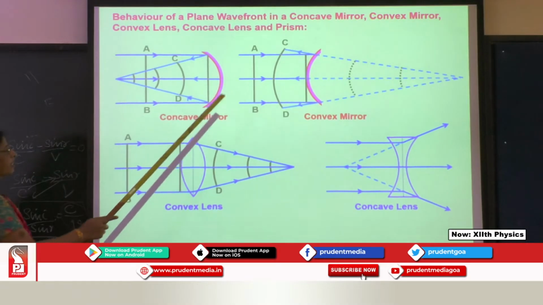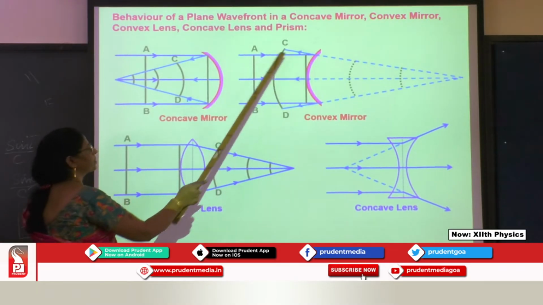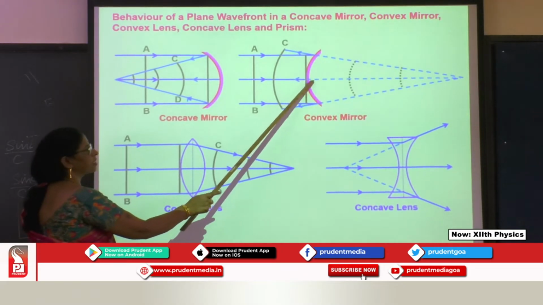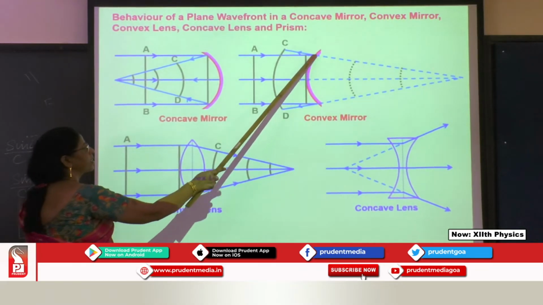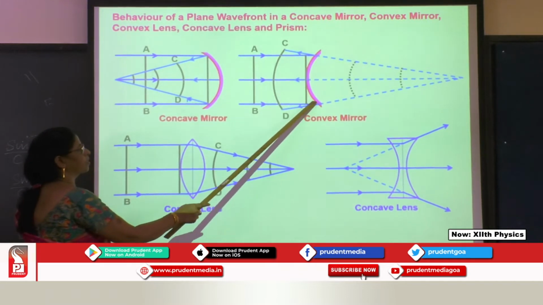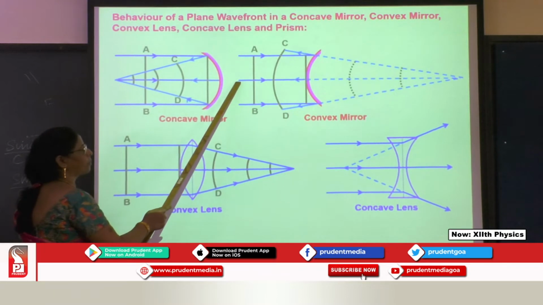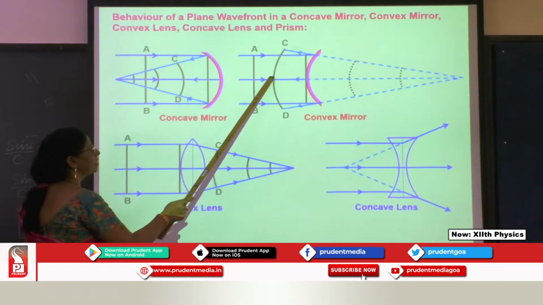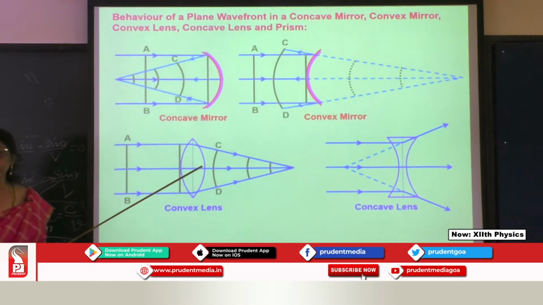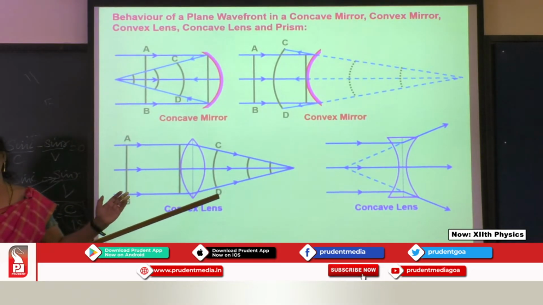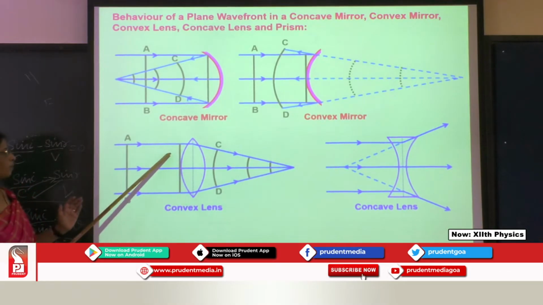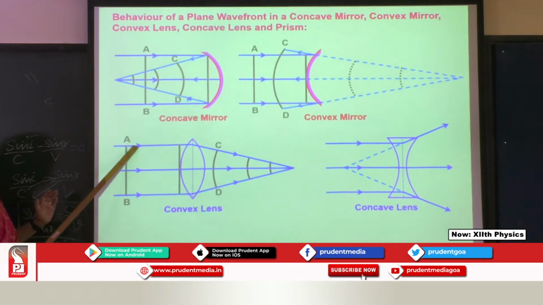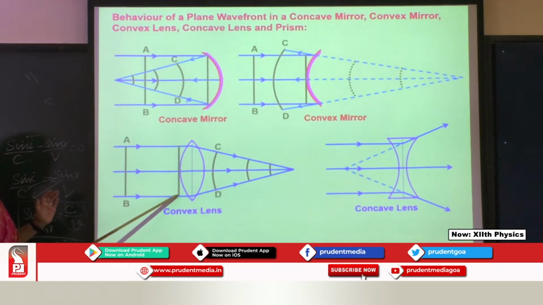So the wavefront, same way over here. When the plane wavefront is incident, you can see the middle part is striking first. After some time the end parts reach. As soon as it strikes, it starts giving out wavelets, whereas here it takes some time. That's the reason it is projecting outward, because it is curved a little bit outside. Is it clear? Now in the same way, in the case of a convex lens, here is the plane wavefront AB reaching.